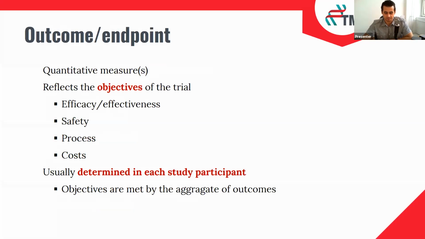When we are talking about outcomes, the outcomes are usually quantitative measures, and they should reflect the objectives of the trial. So they should answer the questions of efficacy or effectiveness. We will talk about the difference between efficacy and effectiveness. They should address the problem of safety, process, or costs regarding that clinical trial. And they are usually determined in each and every study participant.